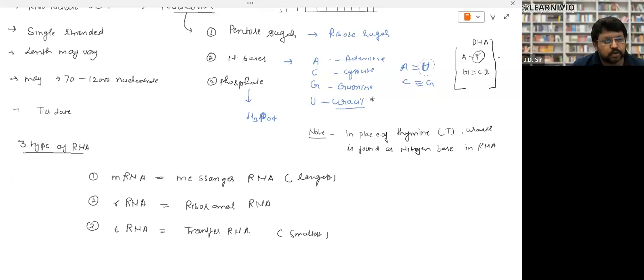Till date, 20 different types of RNA discovered, but normally we study three types of RNA, right? Messenger RNA, ribosomal RNA, transfer RNA. So mRNA, rRNA, tRNA. mRNA is the largest one, and tRNA is the smallest one, right? So that is all about the RNA. Is that clear?